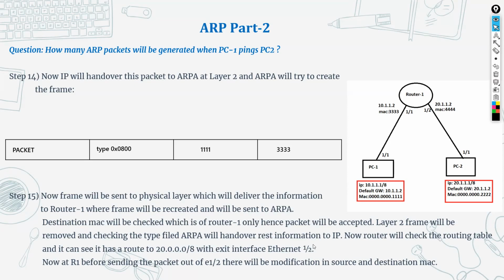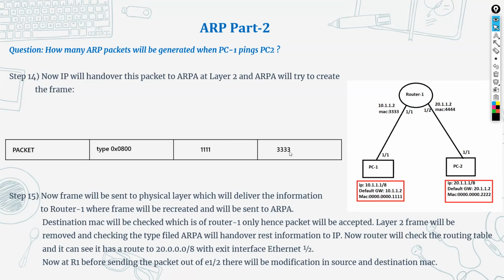So before router 1 sends this particular information to PC2, there will be some modification. It is going to change this. You can see earlier the source MAC was PC1 MAC and the destination MAC was the router 1 Ethernet 1/1 MAC. Now router 1 is going to change this particular information. So there are packet rewriters that work on the router. So the source MAC will be changed to the exit interface MAC, which router 1 already knows, right? 4444. And the destination MAC will be that of the next hop IP, right?